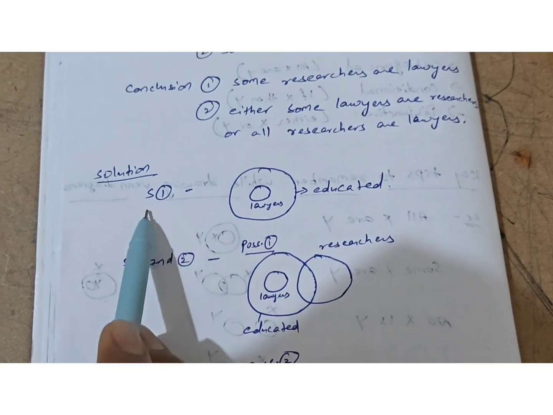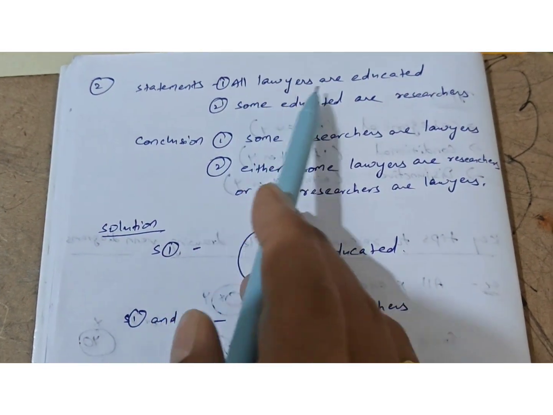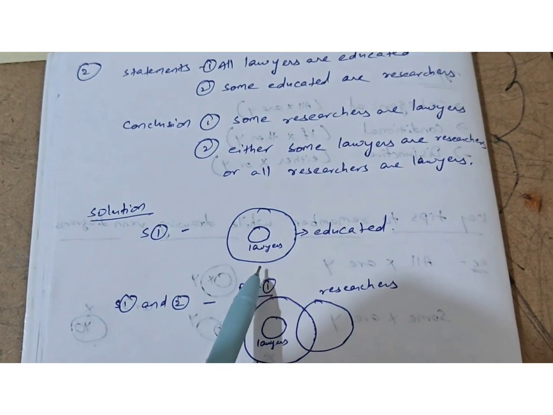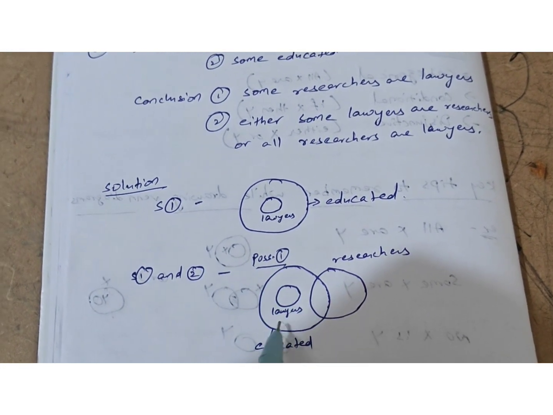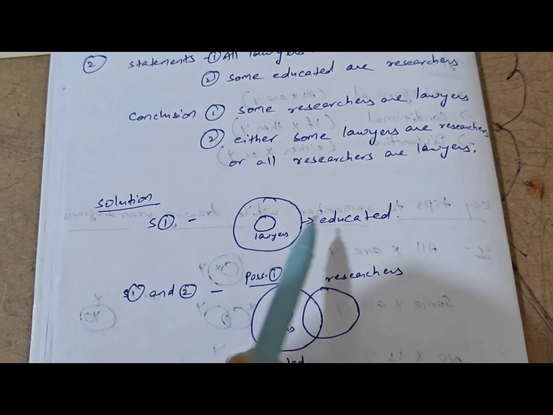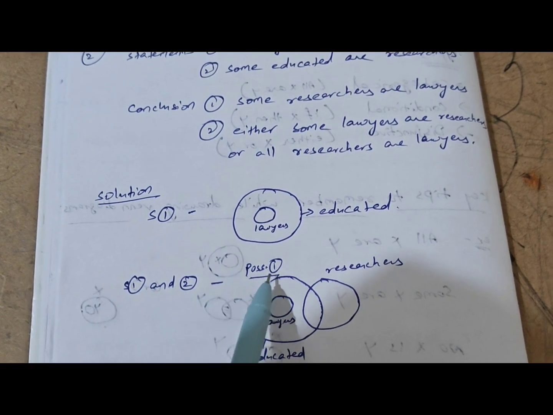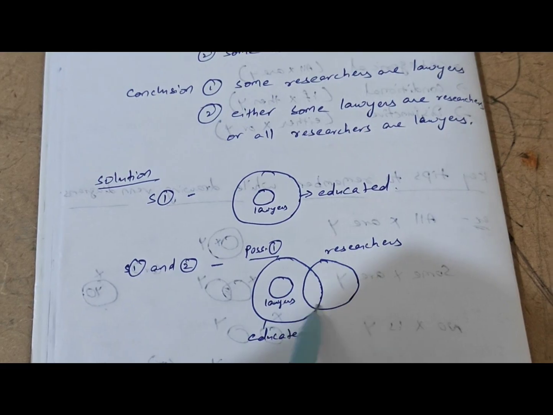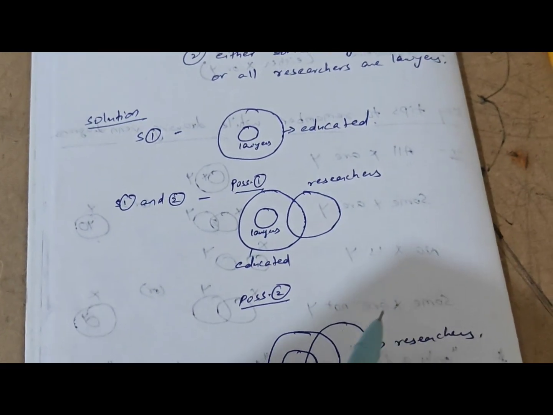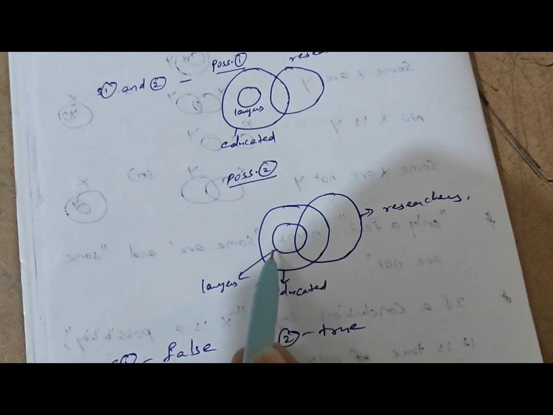For statement 1, we draw a Venn diagram where all lawyers are inside the educated. And for statements 1 and 2 combined, there are some possible Venn diagrams. One example is that the researchers do not touch the lawyers, and the other possibility is that some of the researchers are overlapped with the lawyers.